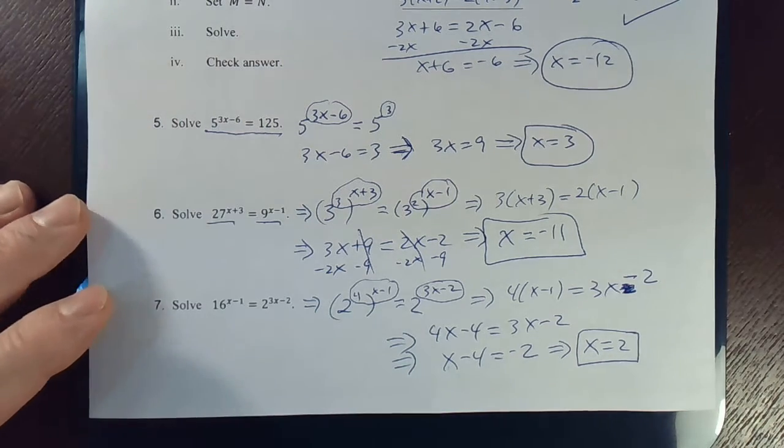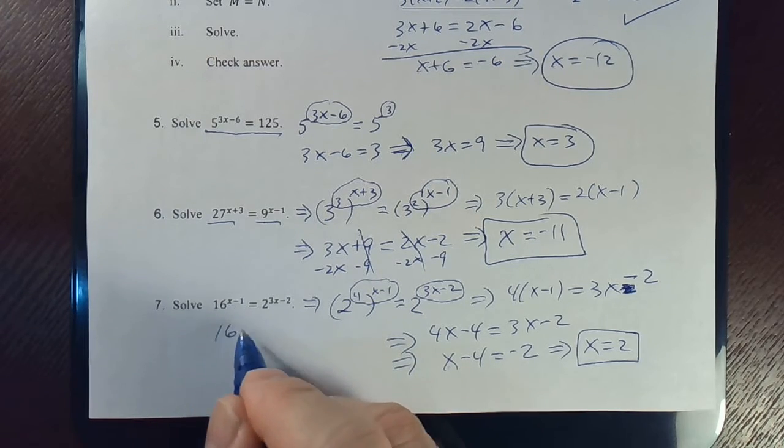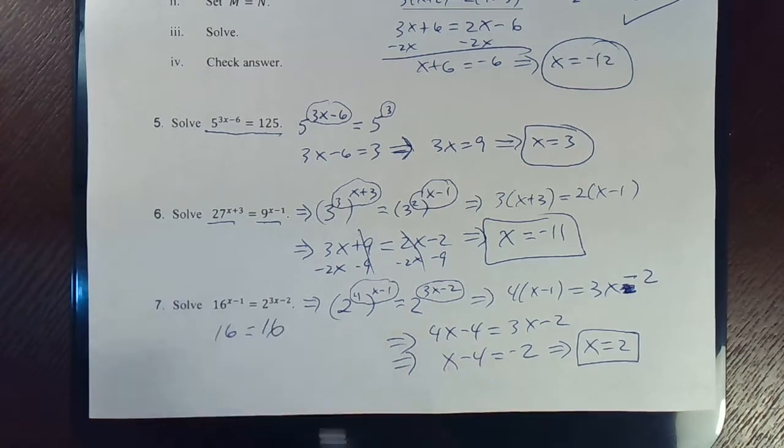All right, that's a simple one to plug in. If x is 2, what do we get here? 2 minus 1 is 1, so we get 16. If x is 2, we get 2 raised to the 3 times 2 is 6, minus 2 is 4. 2 to the 4th is indeed 16.